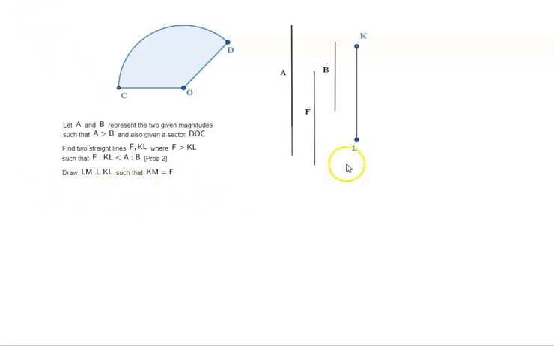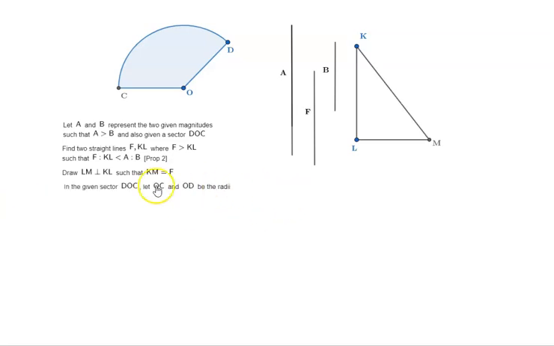Now draw LM perpendicular to KL. Again, this follows the same procedure that we have already seen. LM is perpendicular to KL such that KM is equal to F. So we have already seen how to make sure of that.